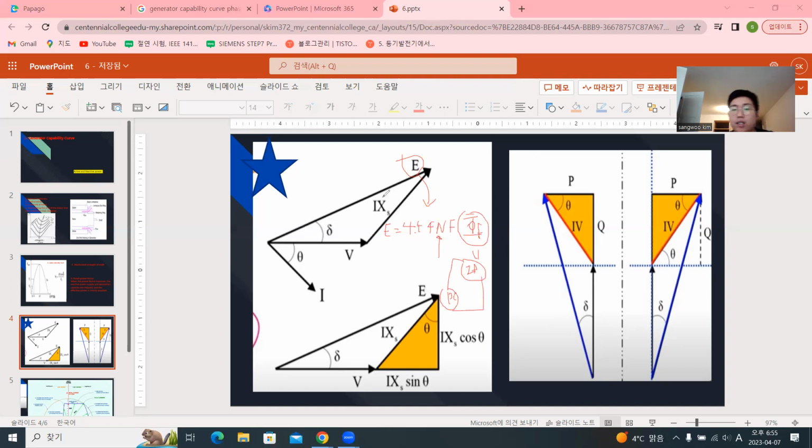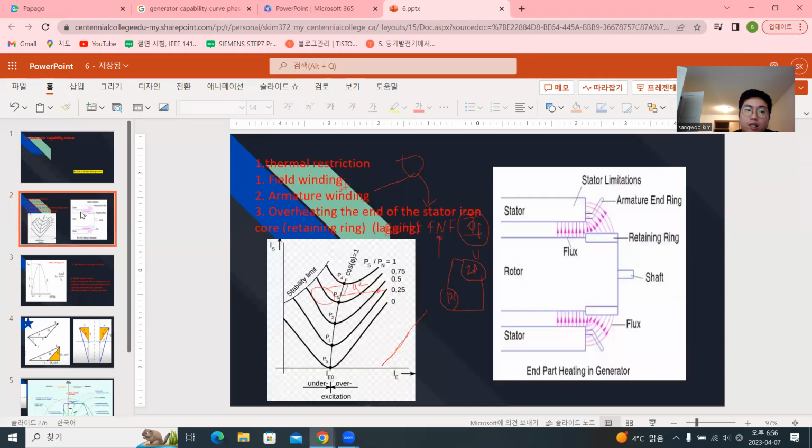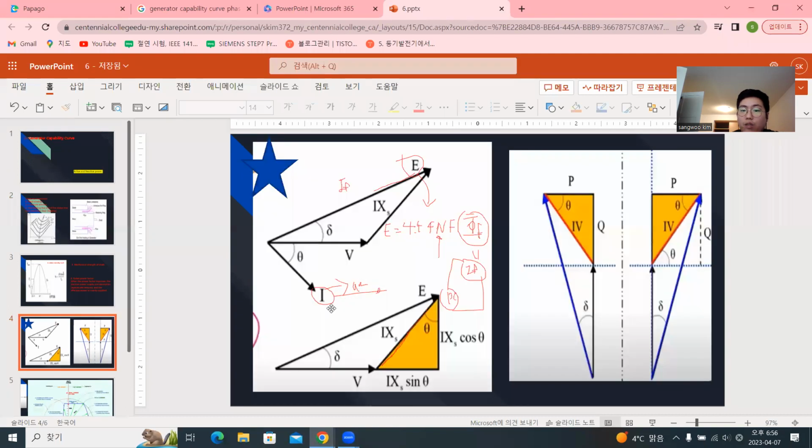So what I meant is here, E is related here. This line is field current, IF. But here, this line, this I is related to armature current. You know what I mean? So if you guys can see here, I said field winding and armature winding. And we could also see it here, right?